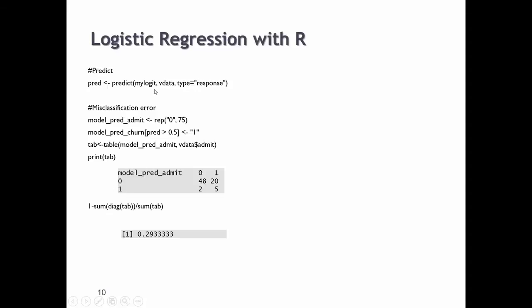Now, another thing that we do after doing the prediction and developing the model is misclassification error. I will show you what it means while running it in R. And then it also gives you a misclassification error of 0.29. So almost 29% misclassification error exists in this model.